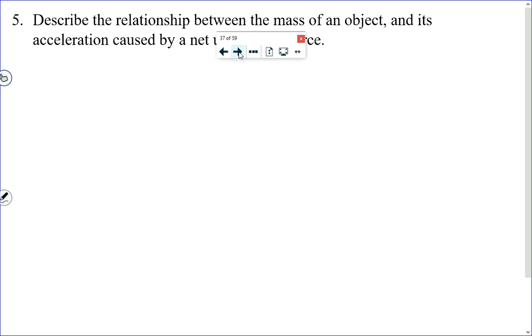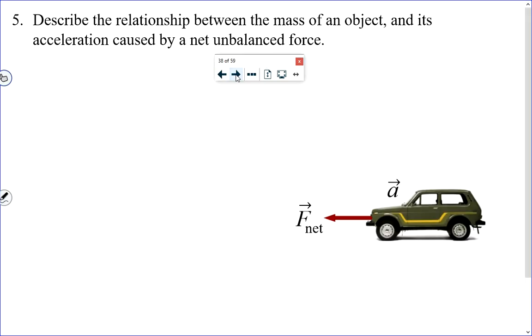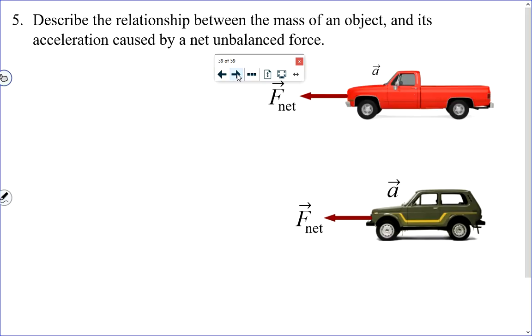And number 5, we want to describe the relationship between the mass and its acceleration caused by a net force. Well, here, if we want the relationship between mass and acceleration, we have to keep everything else the same. So we want to make sure that the force is the same. I apply that force to the smaller vehicle. I apply the same force to a larger vehicle with more mass. And I see that what happens is as the mass increased from the car to the truck, the acceleration decreased.